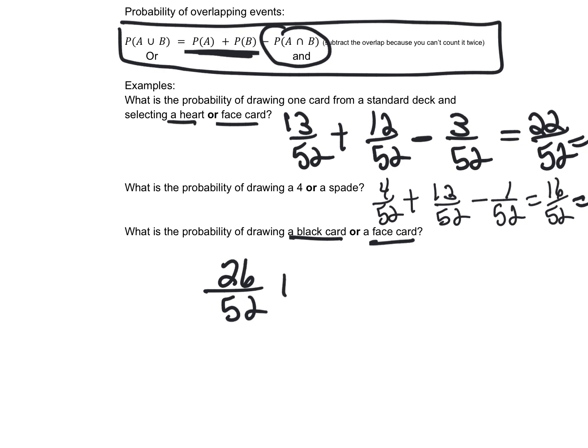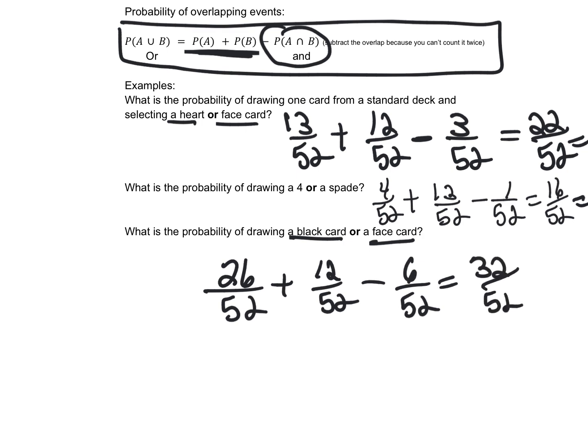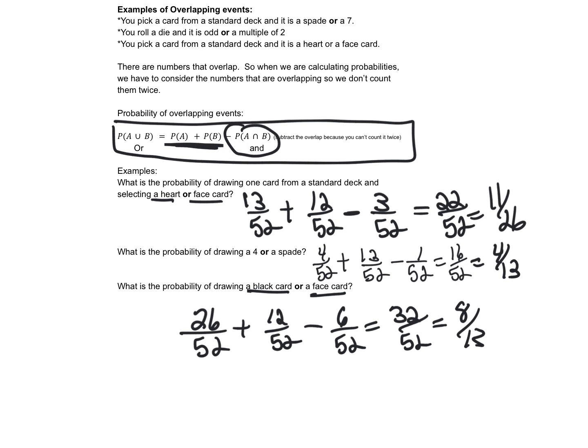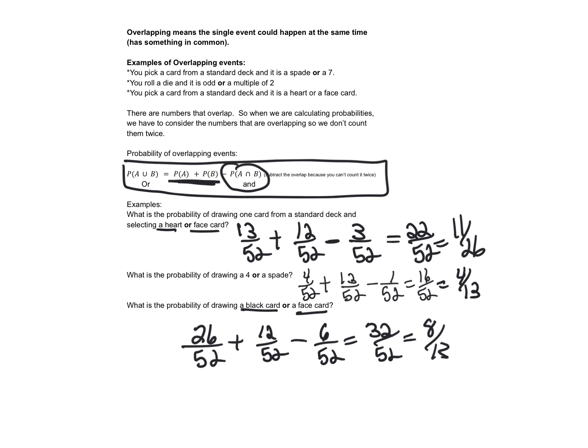A face card, any face card, okay, there are 12 of them. There are 3 in each suit. So there would be 12 out of 52. And then how many are both black and a face card? Well, the spades have the jack of spades, queen of spades, and king of spades. The clubs have the jack of clubs, queen of clubs, and king of clubs, which would be 6 total out of 52. And if you add those together, you would get 32 out of 52. Simplified would be 8 out of 13. Okay, so these examples here, when they have something in common, you have to subtract out the overlap.